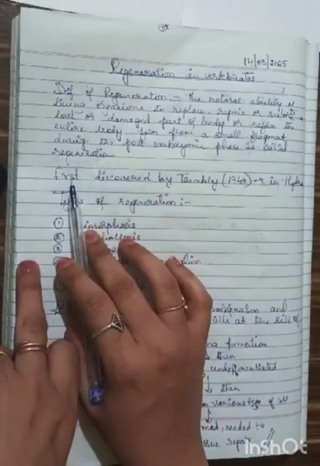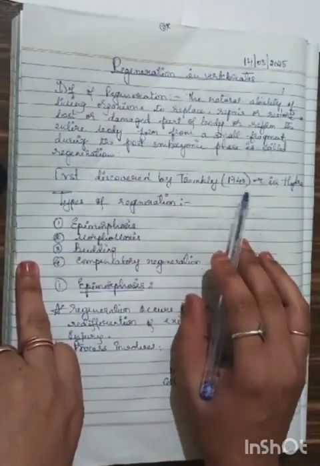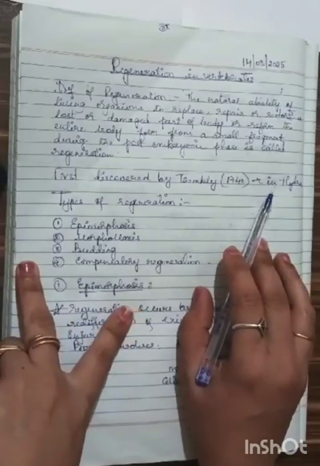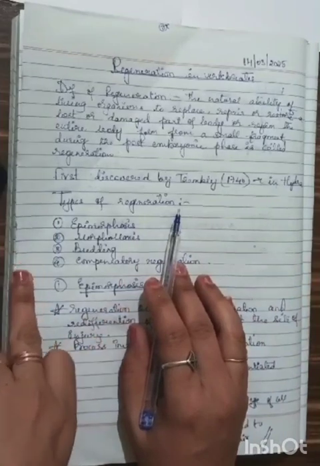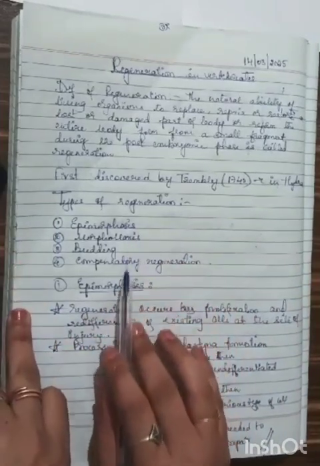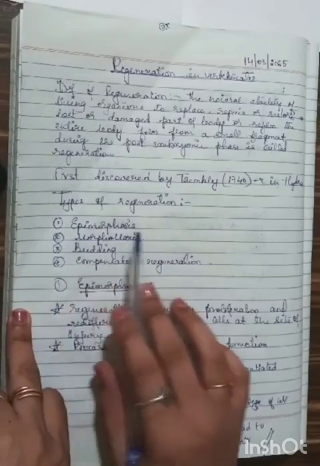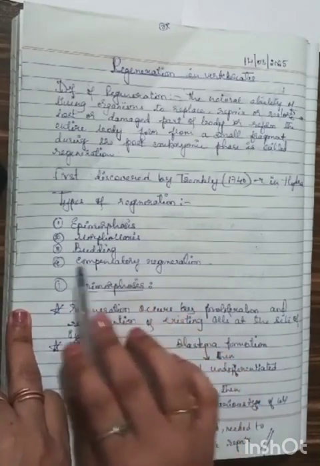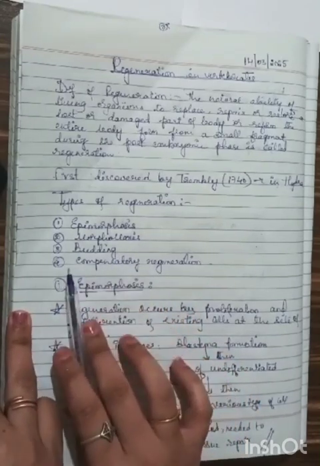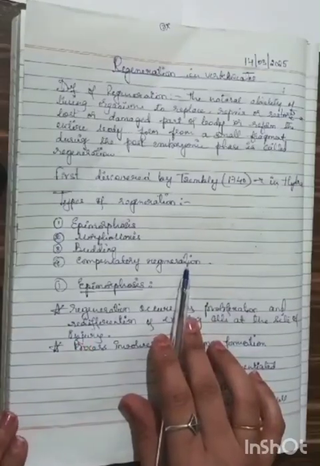This regeneration was first discovered by Tremblay in 1740 in the organism Hydra. There are different types of regeneration we will study. In that we will study four important types. The first is epimorphosis, the second is morphollaxis, the third is budding, and the fourth is compensatory regeneration. Let us study one by one.